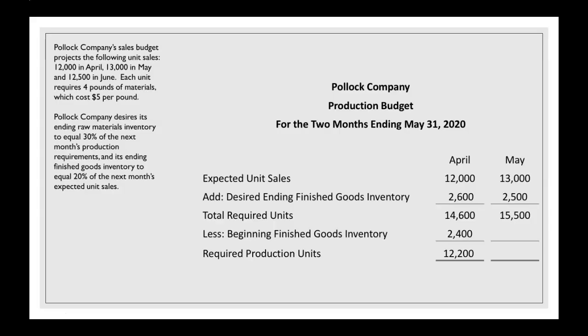So now we need to figure out May's beginning finished goods inventory. Well, we start May with whatever we end April with, right? So we've already figured out that April's desired ending finished goods inventory was 2,600. So we just bring that down, and that becomes May's beginning finished goods inventory. Now, your required production units will be your total required units minus your beginning finished goods inventory, and we get 12,900. So we need to produce 12,900 units in the month of May.